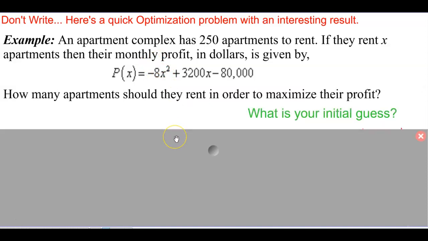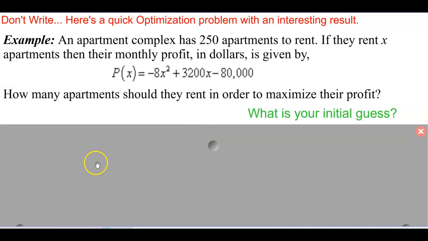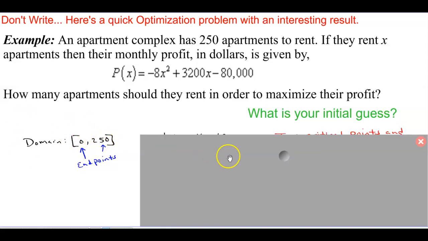Well, what does logic tell you? What's your initial guess? If you own this company, what would you want to do, right? Kind of have an idea. You're probably thinking, I'm going to rent all 250 apartments. That should maximize the amount of money I get. Well, let's use calculus to justify why. First thing we're going to look at is something that's not written down, but it's implied. Our domain within this context is we can rent 0 apartments, or we could rent 250 apartments, or any whole number in between. So that's just an implied domain.